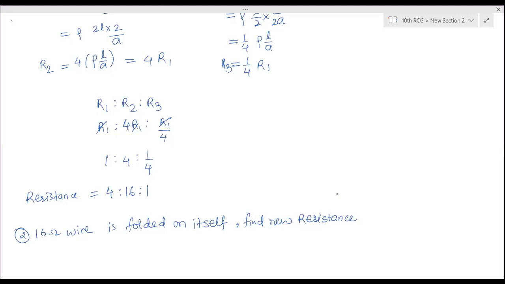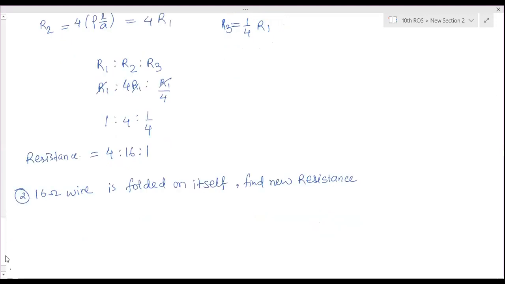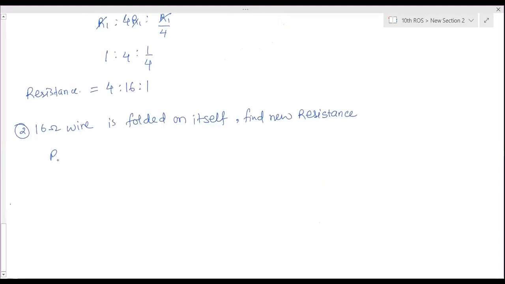Find the first resistance. Original resistance is considered as R1. Formula? Length L, area A, and the resistivity is rho. So R is equal to rho L by A.